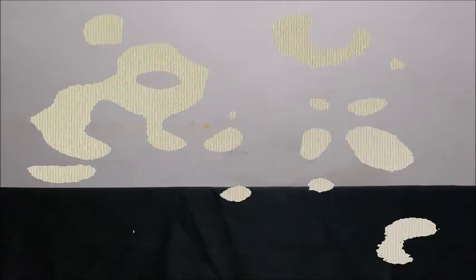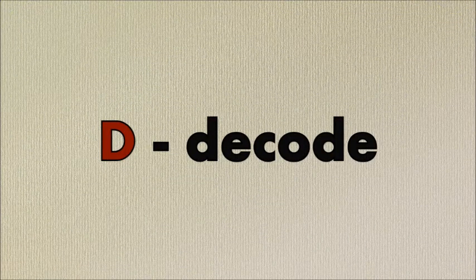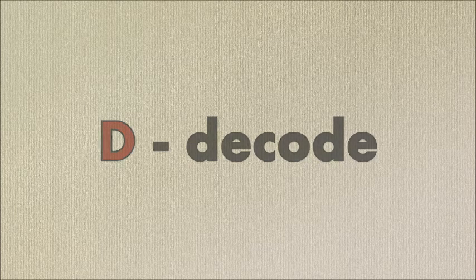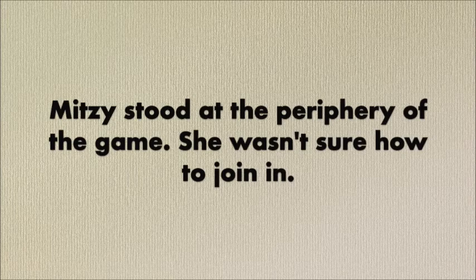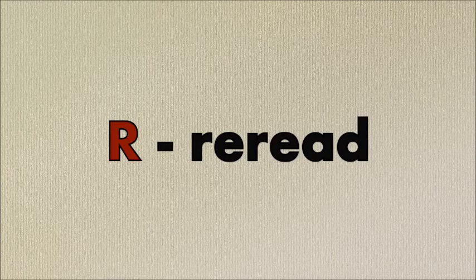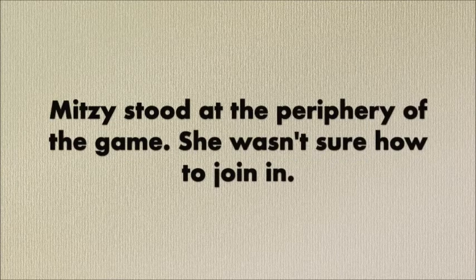Okay, first one. D for decode. Write the excerpt in front of the students, guiding them to decode the text. Mitski stood at the periphery of the game. She wasn't sure how to join in. R for reread. Let's read the sentence together as I move my finger under the words. Make sure to support the students with your voice, especially for challenging words.